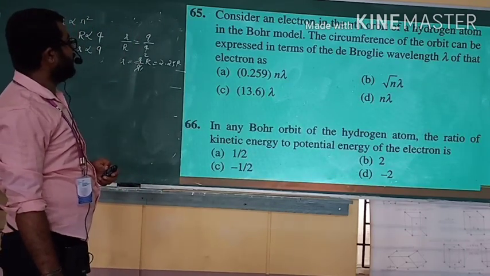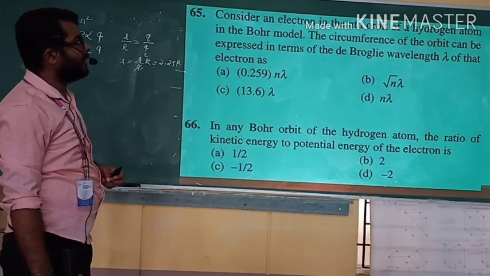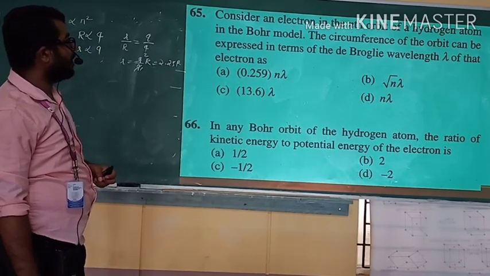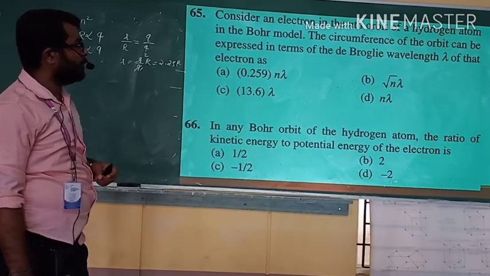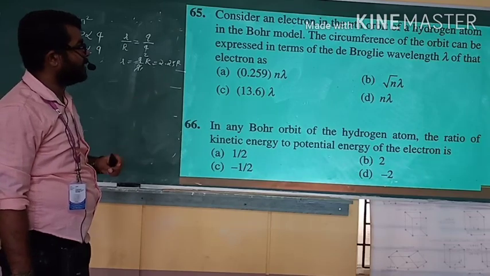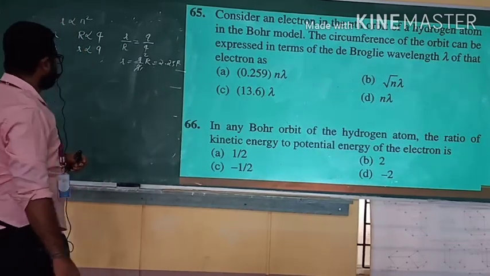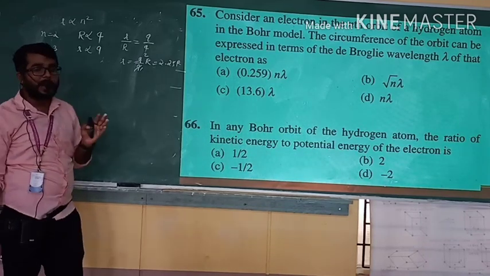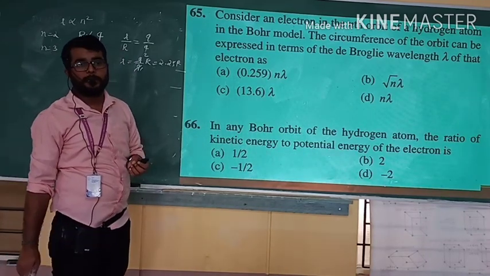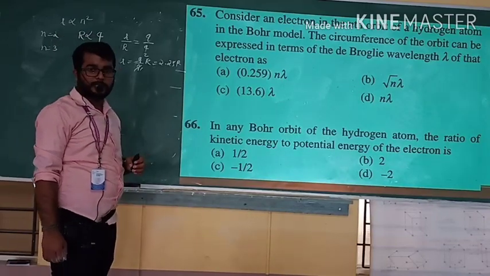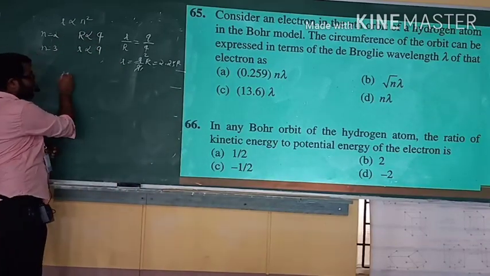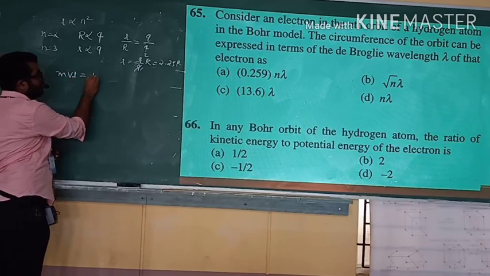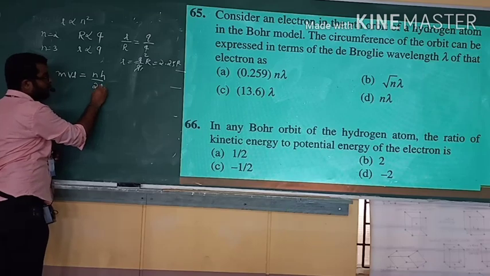Next, 65. Consider an electron in the nth orbit of a hydrogen atom; the circumference of the orbit can be expressed in terms of the de Broglie wavelength. While studying this atomic model, the last concept is the de Broglie explanation of the wave nature. According to the second postulate of Bohr, mvr is equal to nh divided by 2 pi.